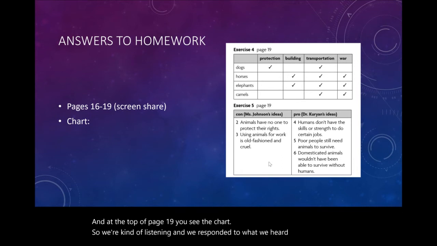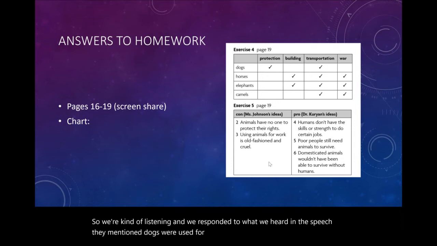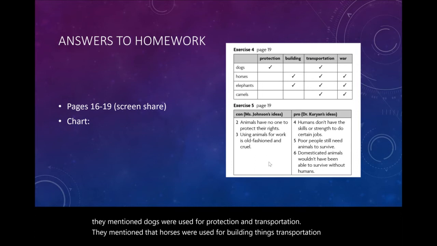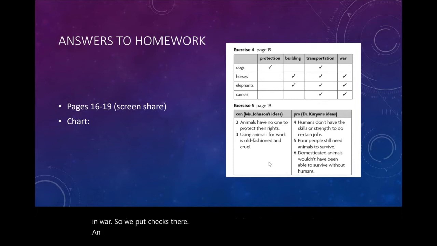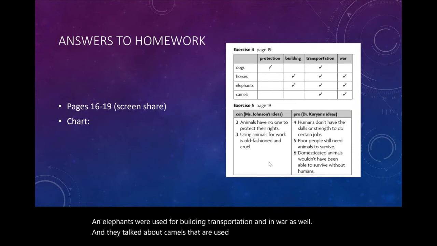In the speech, they mentioned dogs were used for protection and transportation. They mentioned that horses were used for building things, transportation, and in war. So we put checks there. And elephants were used for building, transportation, and in war as well. And they talked about camels that are used for transportation and in war.